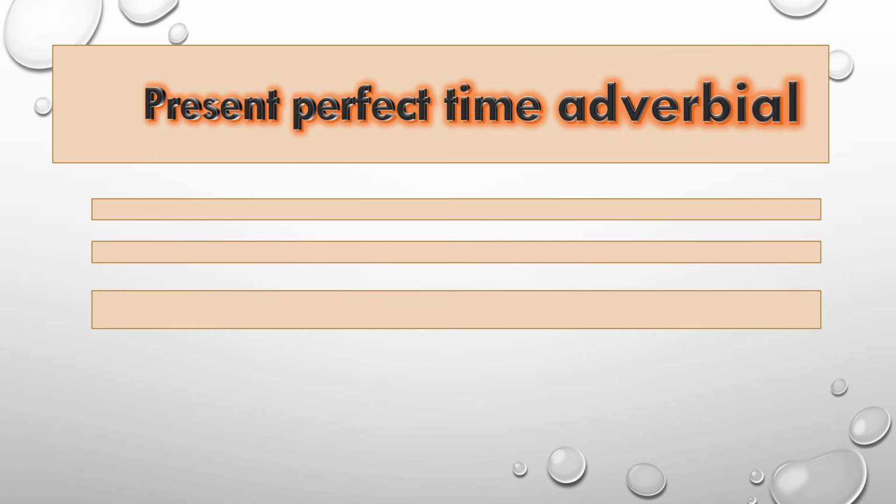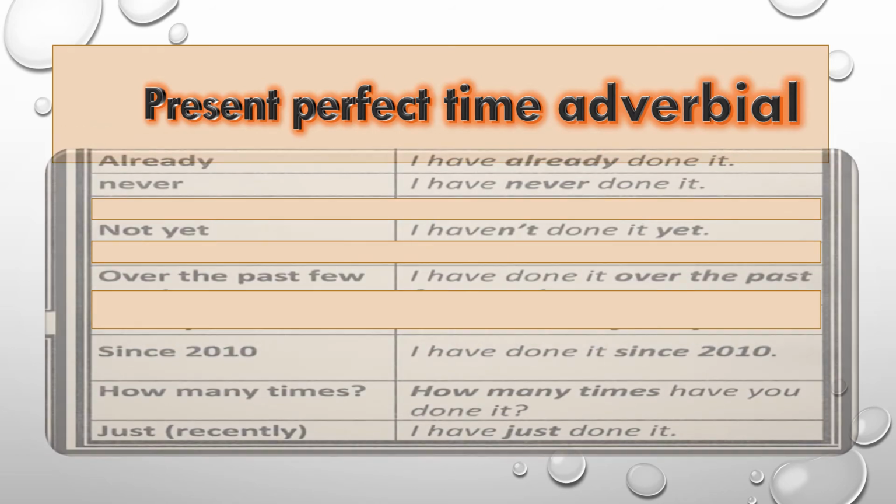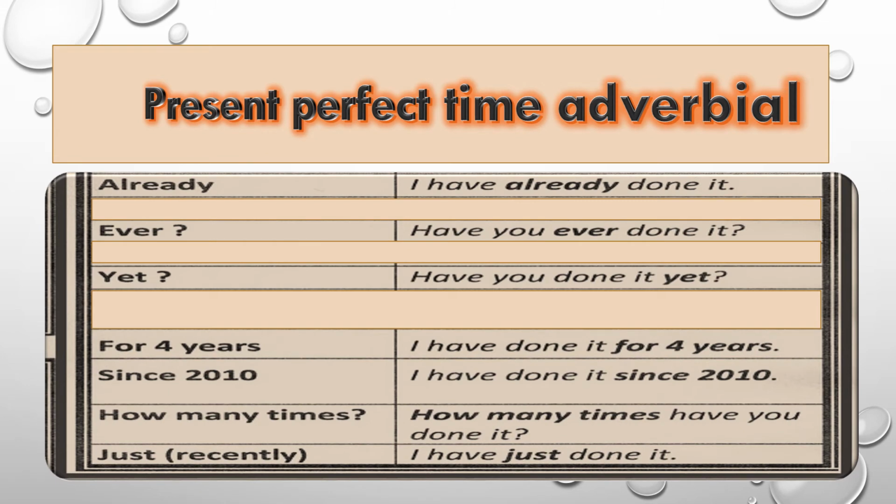The last step in our lesson today, I am going to give you some time adverbials or keywords that are used with present perfect simple. Okay, so let's start with already. Already is used with the present perfect tense, the position of already between the helping verb and the main verb. For example, when we say I have already done it. Notice here already comes in the affirmative form.